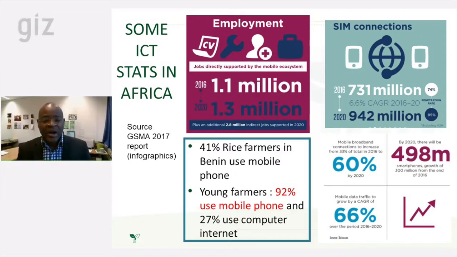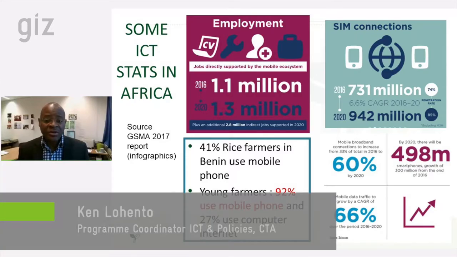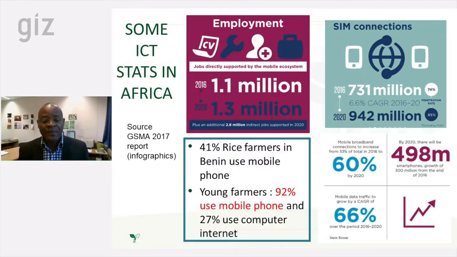In Africa, we have today about 800 million SIM connections, and broadly 50% of the entire population is connected to the mobile phone. And most youth, young farmers in urban or suburban areas, almost all of them now have access to a mobile phone and can take advantage of any market information that we may want to disseminate, for example, through mobile phone.